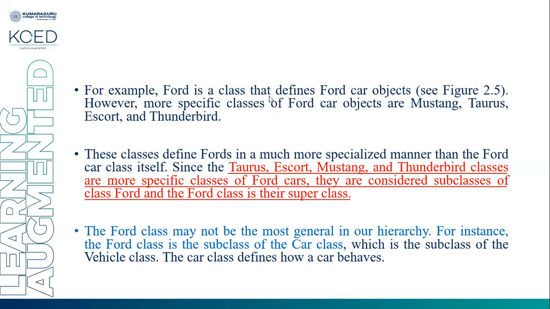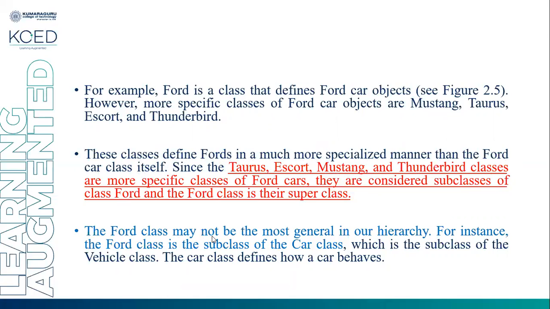The Ford class defines the Ford car objects. However, more specific classes of a Ford car object are Mustang, Taurus, Escort, and Thunderbird. These classes define Fords in a much more specific manner than the Ford car itself. The Taurus, Escort, Mustang, and Thunderbird classes are more specific classes of a Ford car. They are considered subclasses of the class Ford, and the Ford class is a superclass.